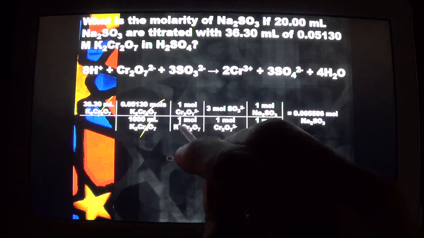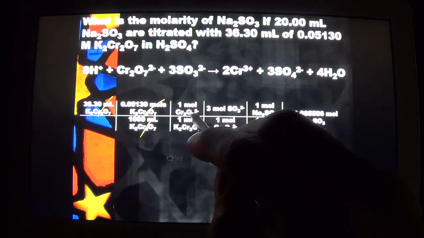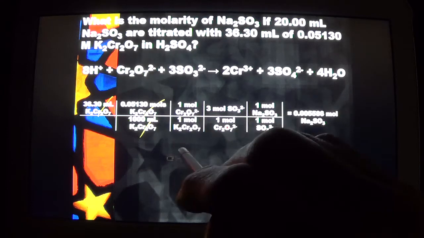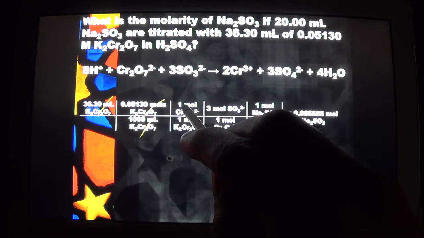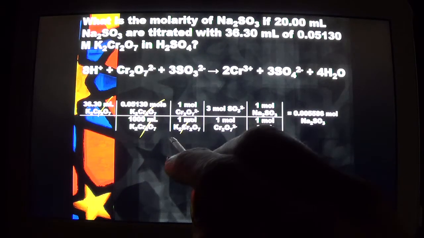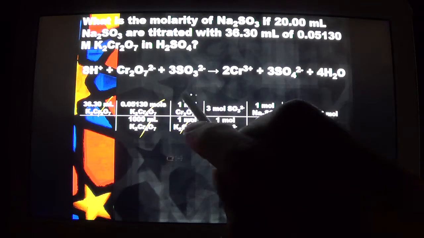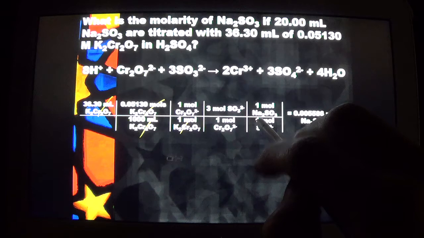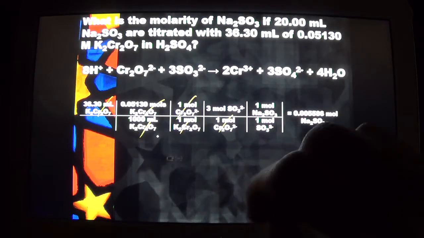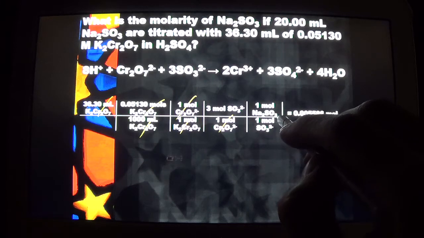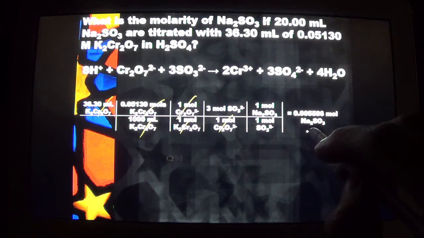It's a 1-to-1 ratio between potassium dichromate and dichromate. I get that, but what if it had been between potassium dichromate and potassium? Then it would be a 1-to-2 ratio, and you would have killed it starting here if you had not looked at your ratio. Now, from my balanced equation, 1 mole of dichromate is 1 mole of sulfite, and so dichromate cancels, and 1 mole sulfite comes from 1 mole of sodium sulfite, and there's my moles.